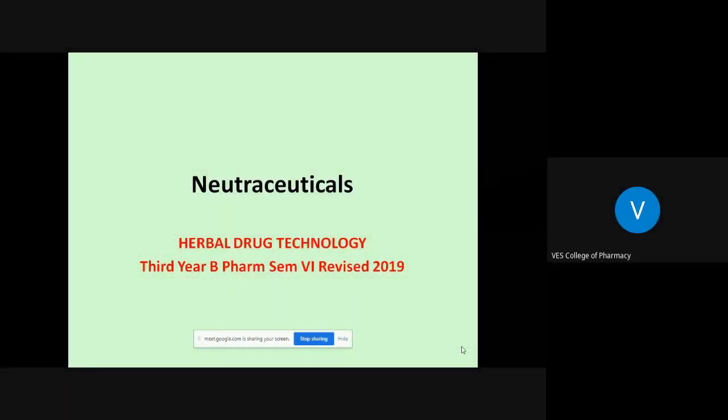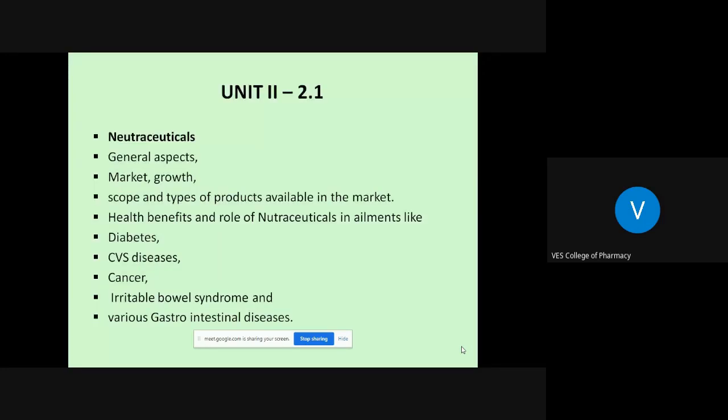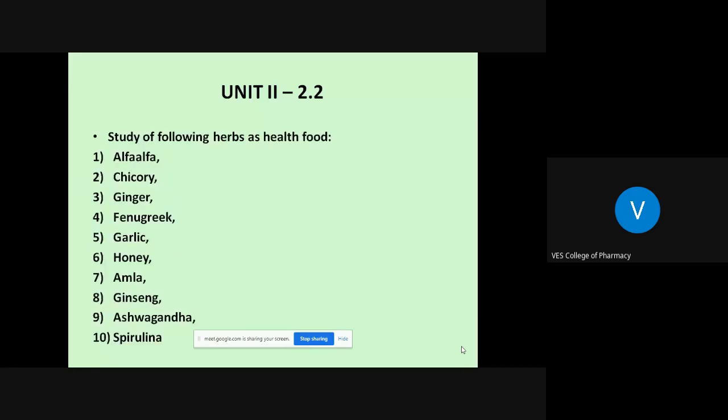Under the syllabus of Herbal Drug Technology, we are going to cover a topic on nutraceuticals. There are different subpoints which are included in nutraceuticals. You need to know what nutraceuticals are, their general aspects, market growth, scope, different types of products available in the market for nutraceuticals, health benefits and roles of nutraceuticals in different ailments, specifically like diabetes, cardiovascular disease, cancer, irritable bowel syndrome, and various gastrointestinal diseases.